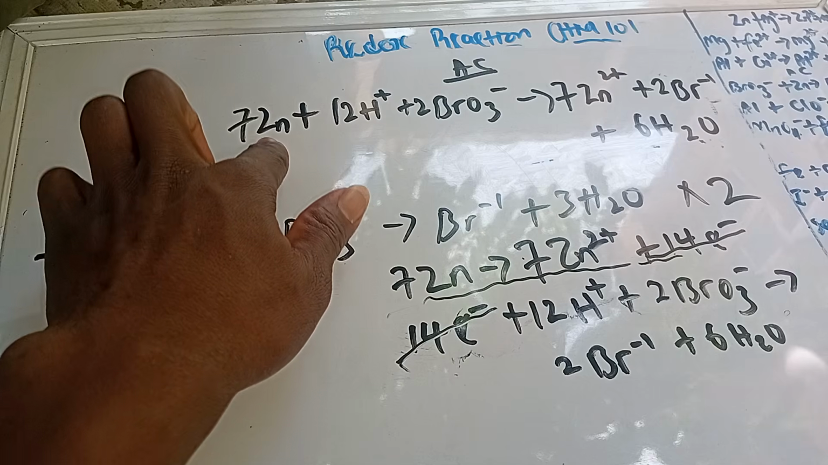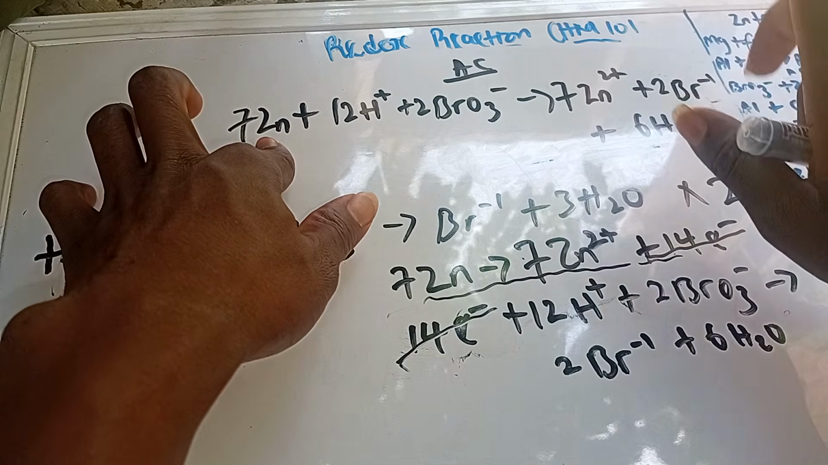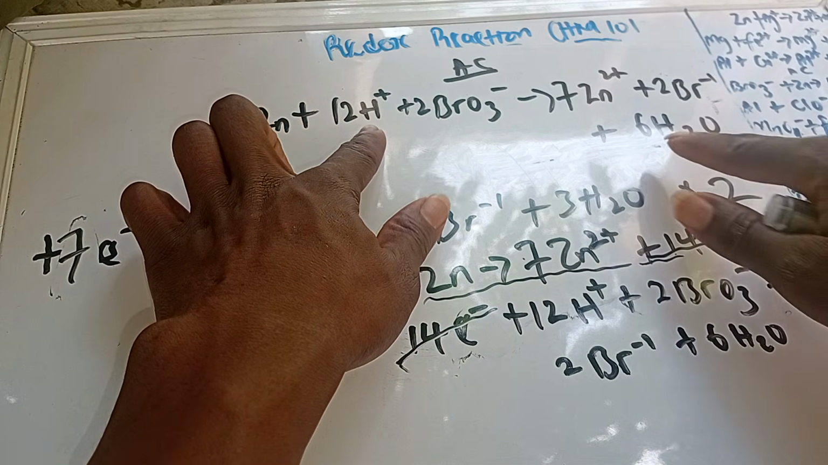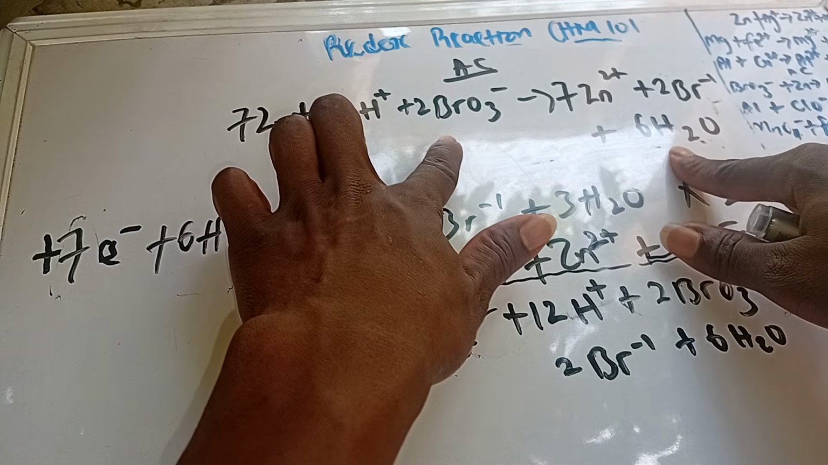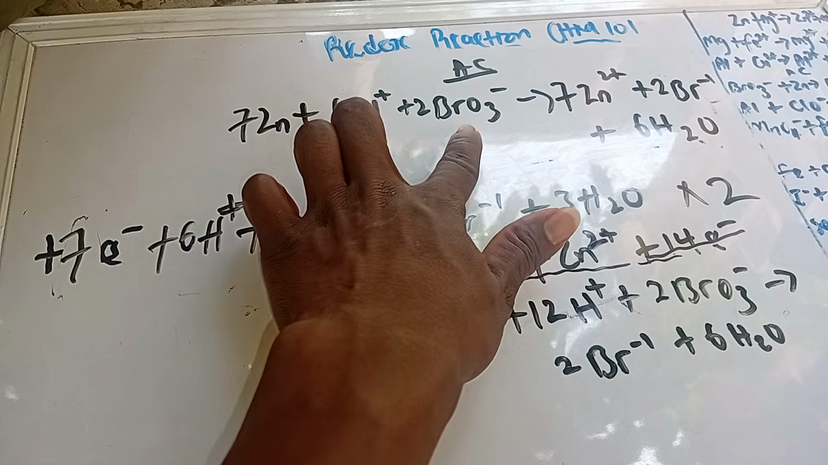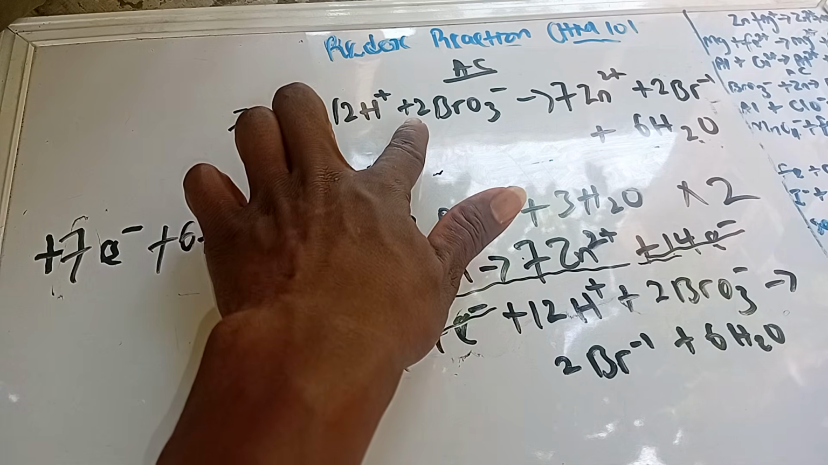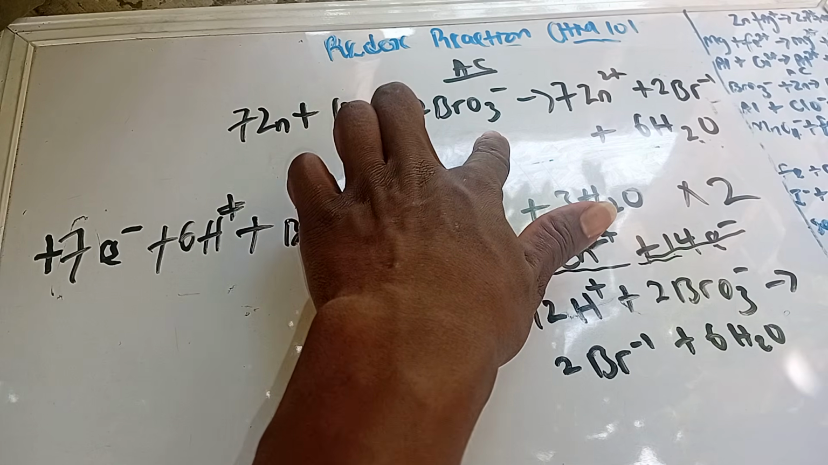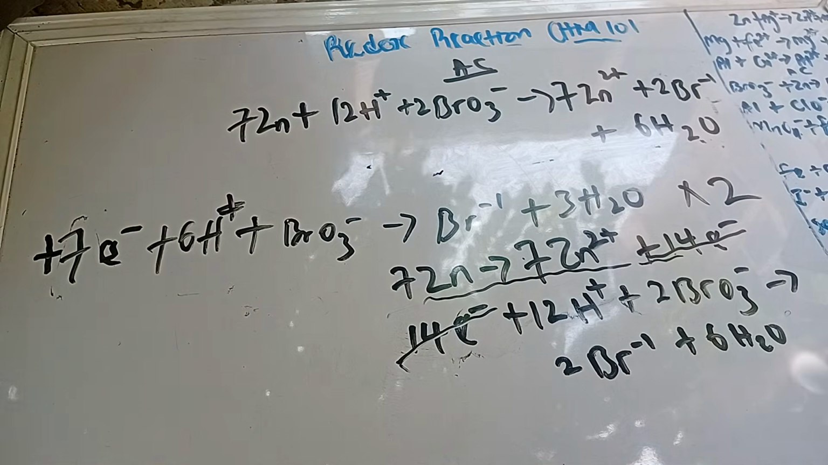Here we have 7 zinc, 7 zinc. Let's check the atoms first. Here we have 12 hydrogen, 12 hydrogen balanced. Here we have 2 bromine, 2 bromine. Here we have 6 oxygen, 2 times 3, 6 oxygen. Here we also have 6 oxygen. So the atoms are balanced.